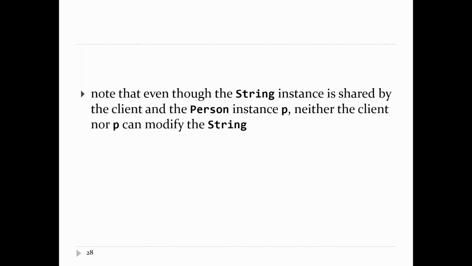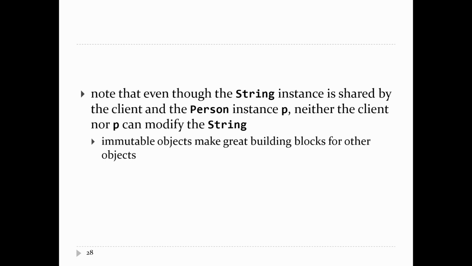So in other words, to change the person's name, you actually have to ask the person object to do it. And what's the implication of that? The reason this is true is because string is immutable. There's no way to change a string once you've made one. So immutable objects make great building blocks for other objects.